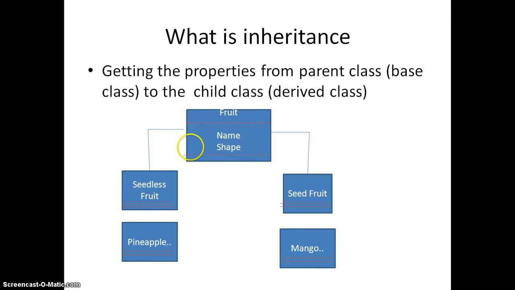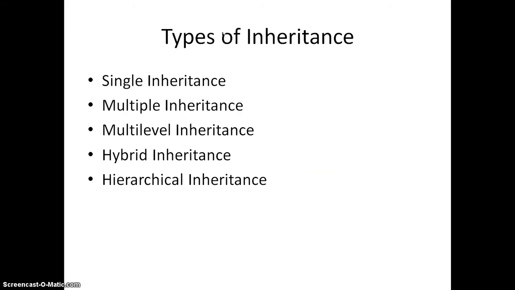So this characteristic or properties of my base class was used by the derived class. Examples for seed fruit are jackfruit and mango, and examples for seedless fruits are seedless grapes, pineapple, etc.